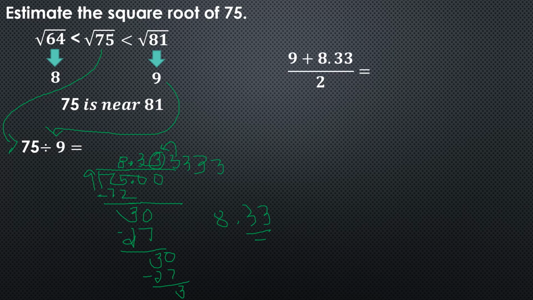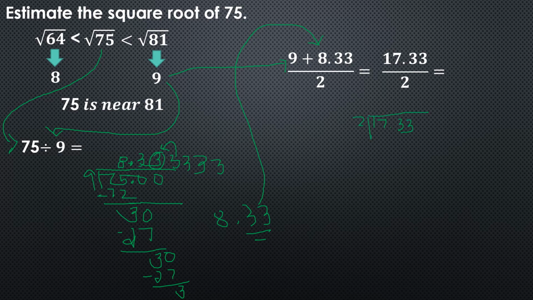For our next step, that will be 9 plus 8.33 divided by 2. So again, 9 is from the square root of 81. 8.33 is from our division earlier. So you add them and you divide it by 2. That will be 17.33 divided by 2. So let us divide 17.33 by 2.